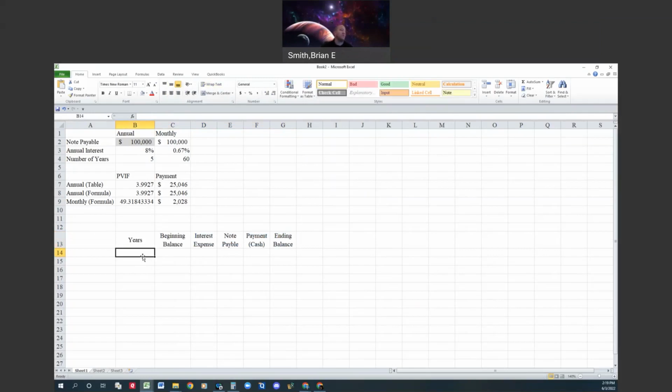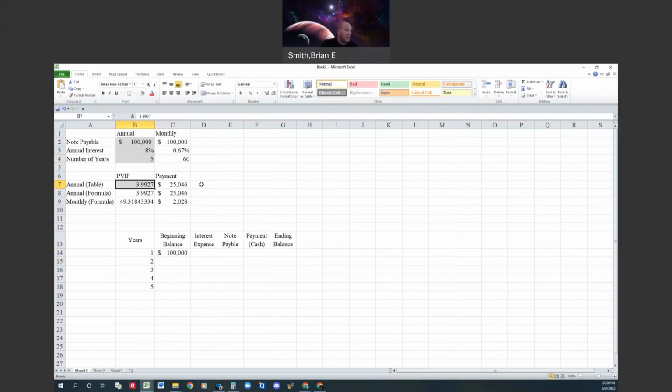Years is going to be easy. We're simply going to do 1, 2, 3, 4, and 5. We're going to do the beginning balance. We're going to click equals. We're going to come up here and just select that 100,000. Let me go ahead and fill in these two because these ones you're going to be doing those with as well. But everything else should be automated at this point.